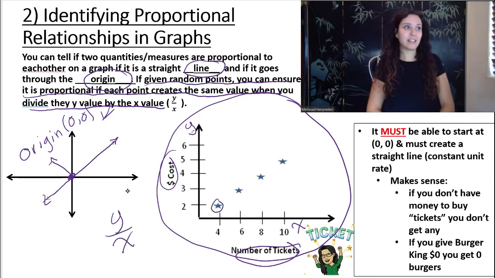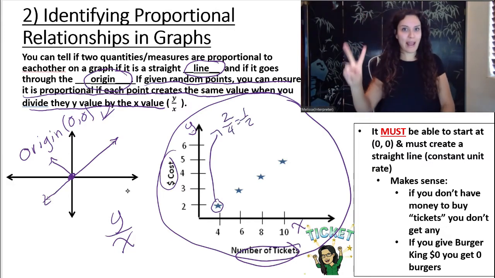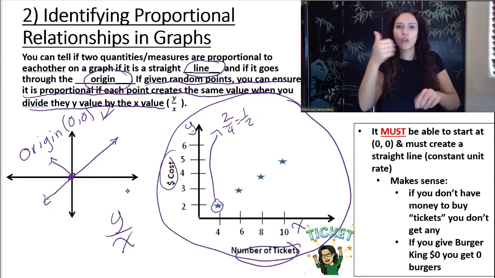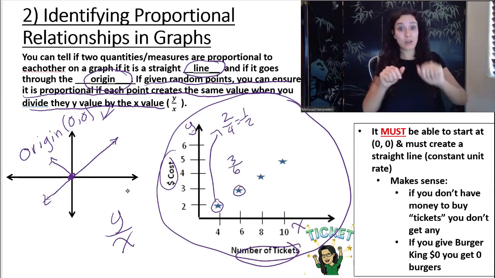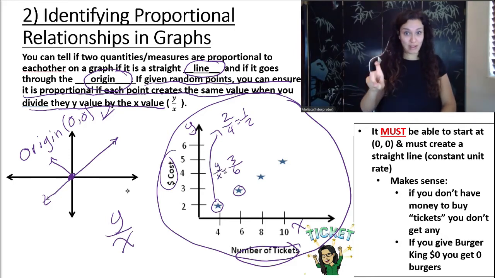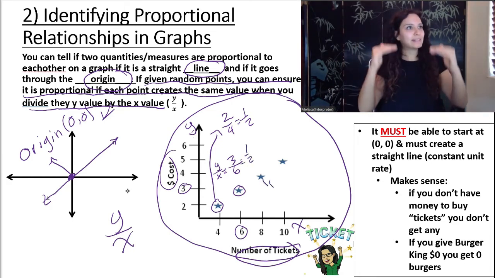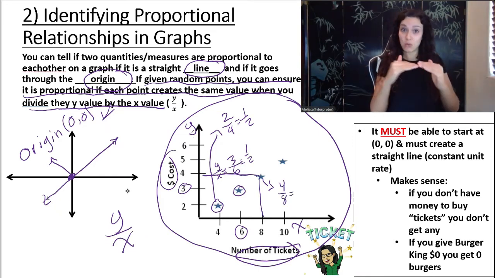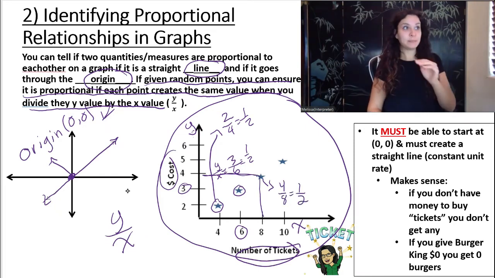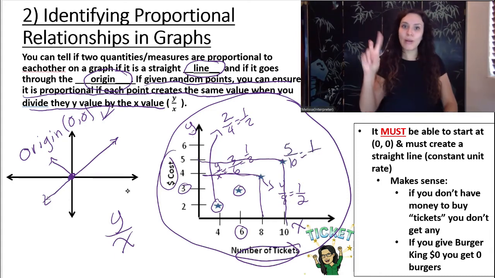So for this one we make 2 over 4, which equals 1/2. Let's see if the other ones also make 1/2. Let's look at this point. That is 3 over 6, because it's y over x. So 3 is my y, 6 is my x. That also equals 1/2. Okay, let's try this one. This is 4 over 8. That also equals 1/2. Let's look at this one. 5 over 10. That also equals 1/2.